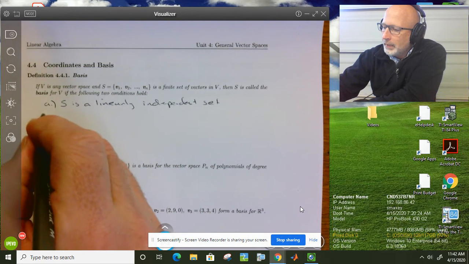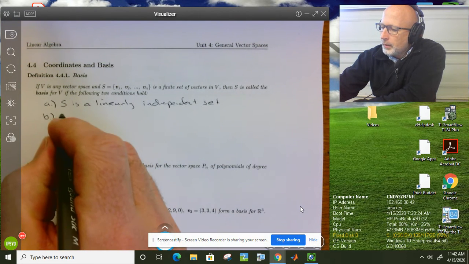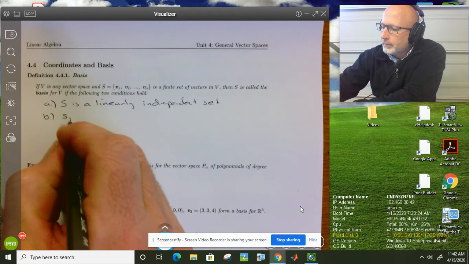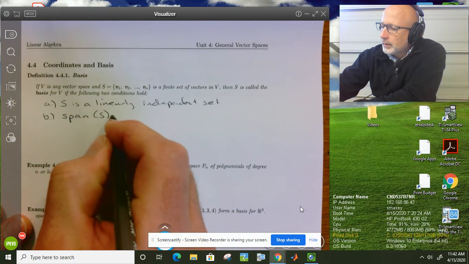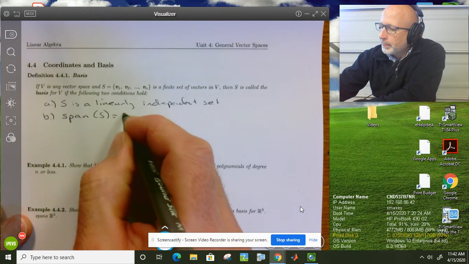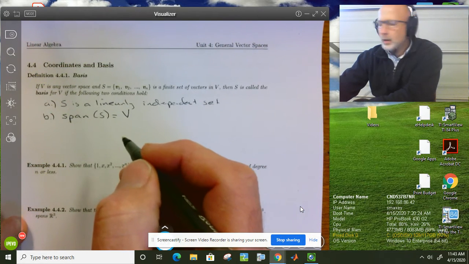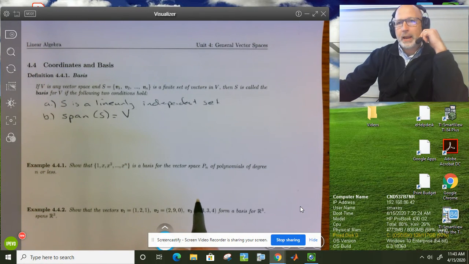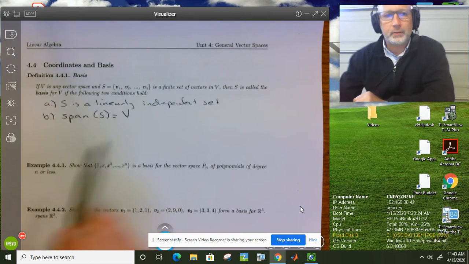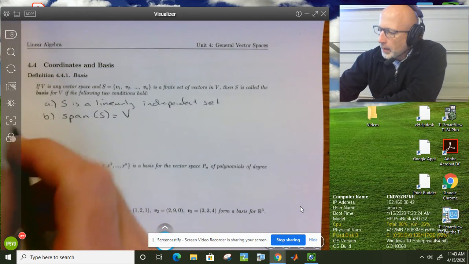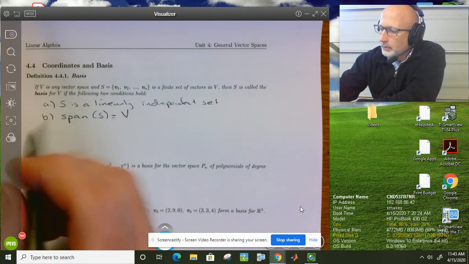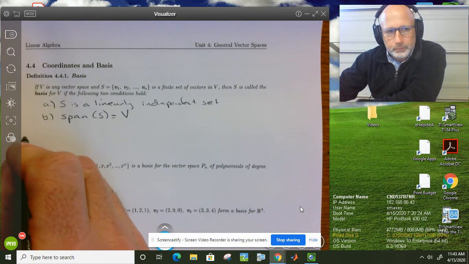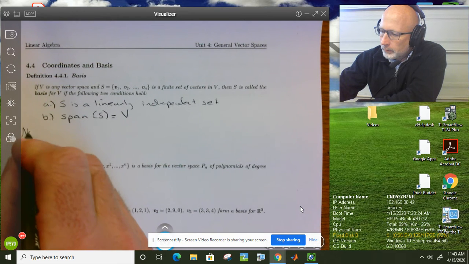Okay, so B is going to be that the span of S is equal to V. We just need to make sure that S spans V. Now we'll come back to this in a minute because there's actually a really important reason why this is so.